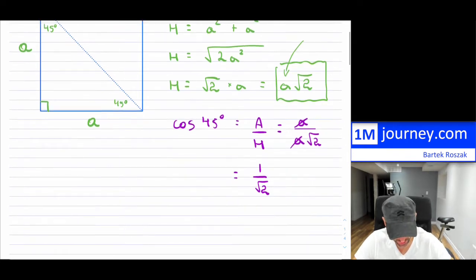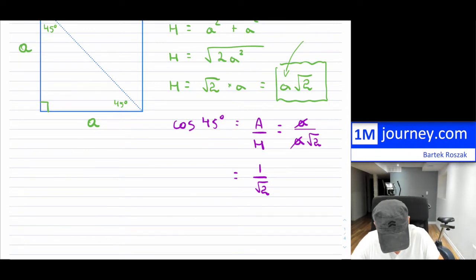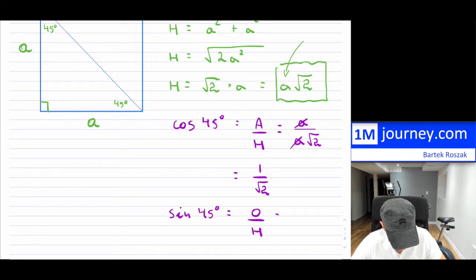Now you can do the same thing for sine. So sine of 45 is opposite over hypotenuse. Again, you're going to get a divided by the hypotenuse, which is a times the square root of 2. Again, your a's cancel.